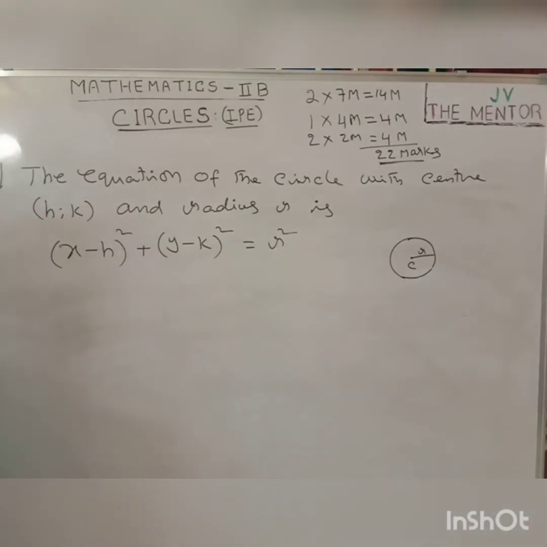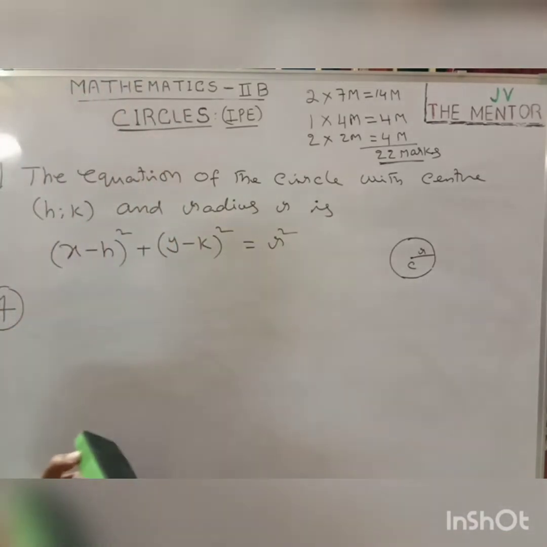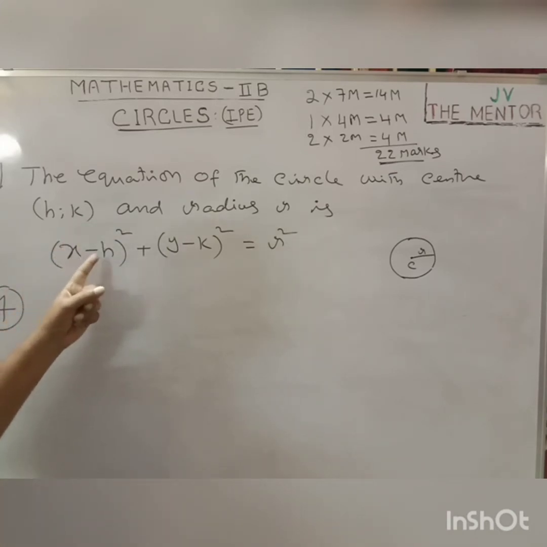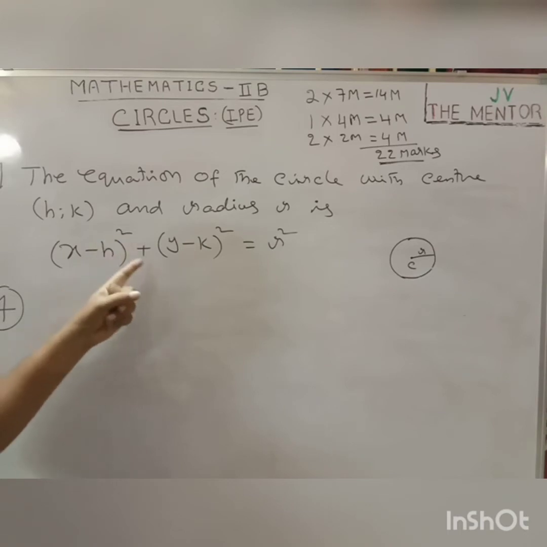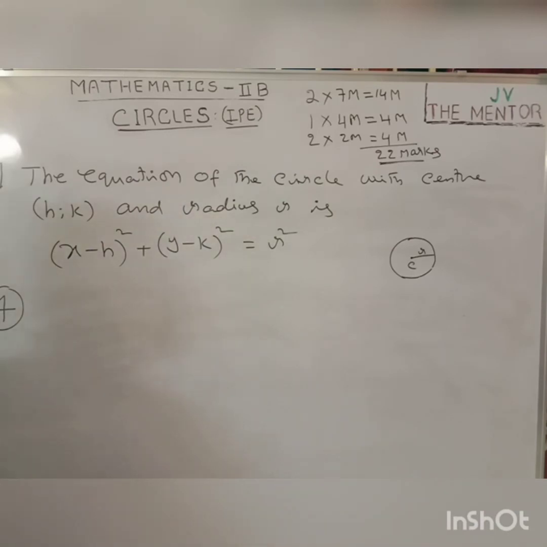Next, the equation of the circle with the center origin. In place of h comma k, we can take 0 comma 0. Then x minus 0 whole square plus y minus 0 whole square equal to r square. That is the equation of the circle whose center is origin and radius is r.